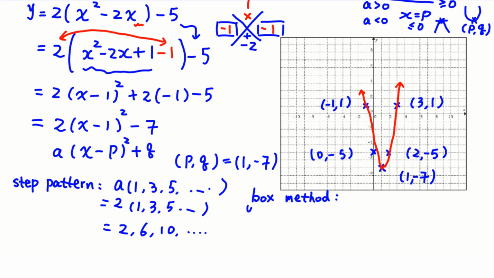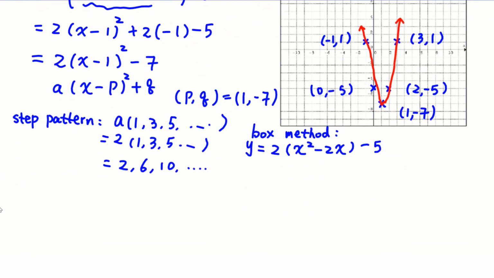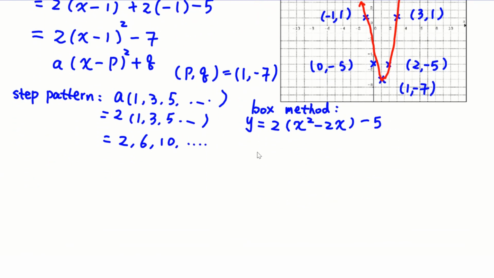So the box method, first step, same. Take the 2 out, the a value out. Each term is divided by the a value, the first 2 terms with x, then copy the c here. And for the box, we are going to draw a box. Equals 2, then bracket. We draw a box.